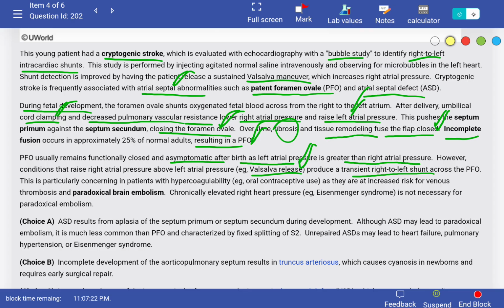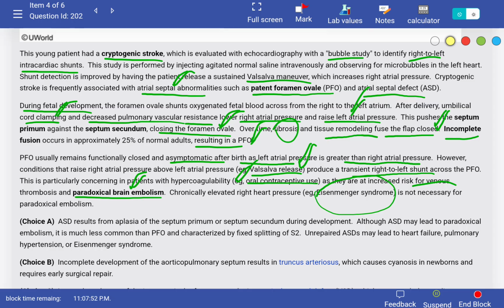This is particularly concerning in patients with hypercoagulability, for example oral contraceptive use, as they are at increased risk for venous thrombosis and paradoxical brain embolism, right? Chronically elevated right heart pressure, for example in Eisenmenger syndrome, is not necessary for paradoxical embolism, right?